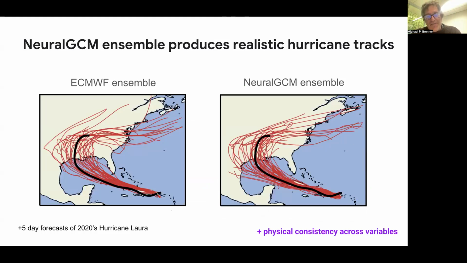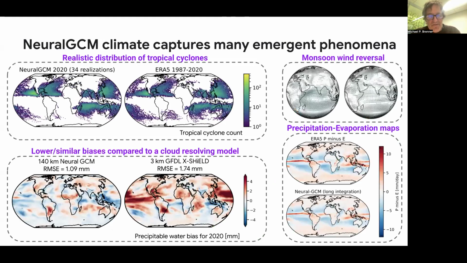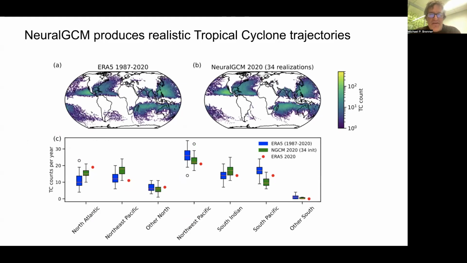This is the ECMWF ensemble for 5-day forecasts of a hurricane. And these are our predictions, and it's quite consistent with the ECMWF ensemble. This is for short-term hurricanes, and the one that really blows my mind, and actually, is this the best picture? Let me show you this one.